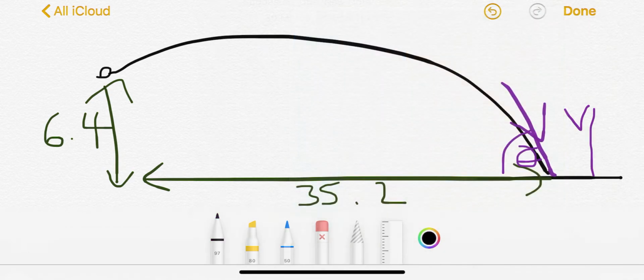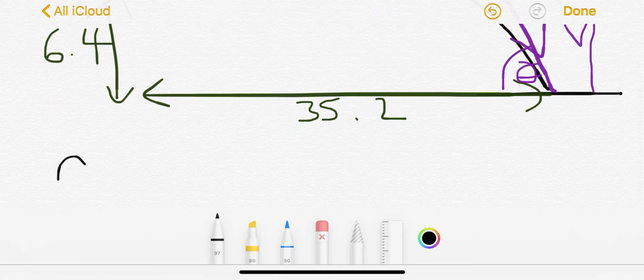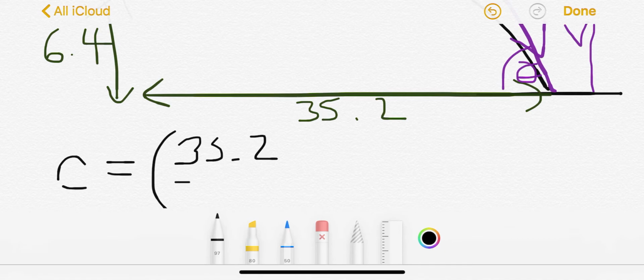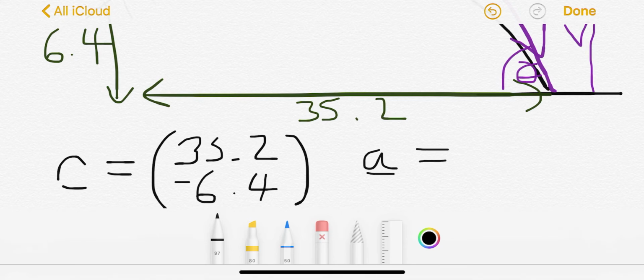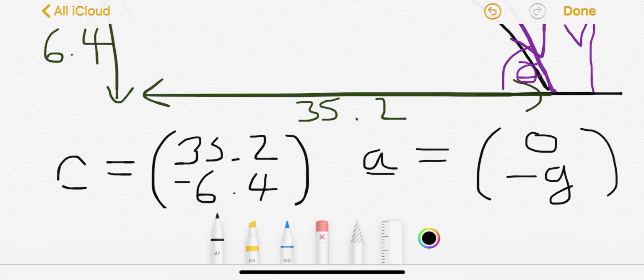So if we take our displacement vector, when he lands in the paddling pool, he has travelled horizontally 35.2 metres, and vertically he has lost 6.4 metres of height, so that's negative 6.4. We definitely do also know a, because the only force acting is gravity, so that is 0, and then negative g. Notice here we are taking upwards as positive, so we've got negative g, and we've also got negative 6.4.